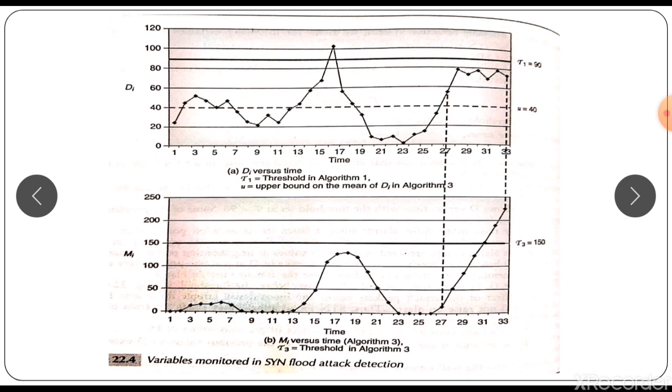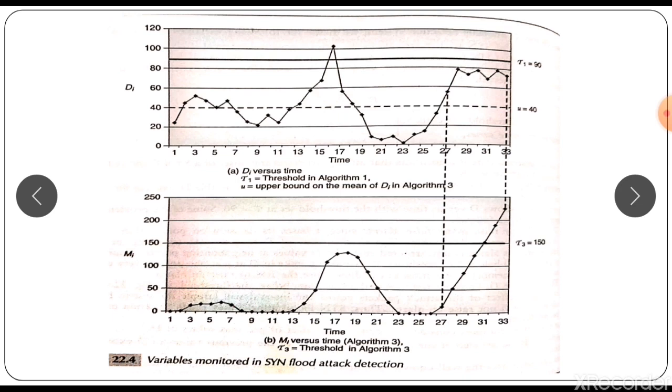Between time 2 and 6, if you observe, the value is slightly above u, so mi increases monotonically. Between 7 and 12, if you observe, the value is below u, so mi decreases to 0 and remains that way till interval 12.